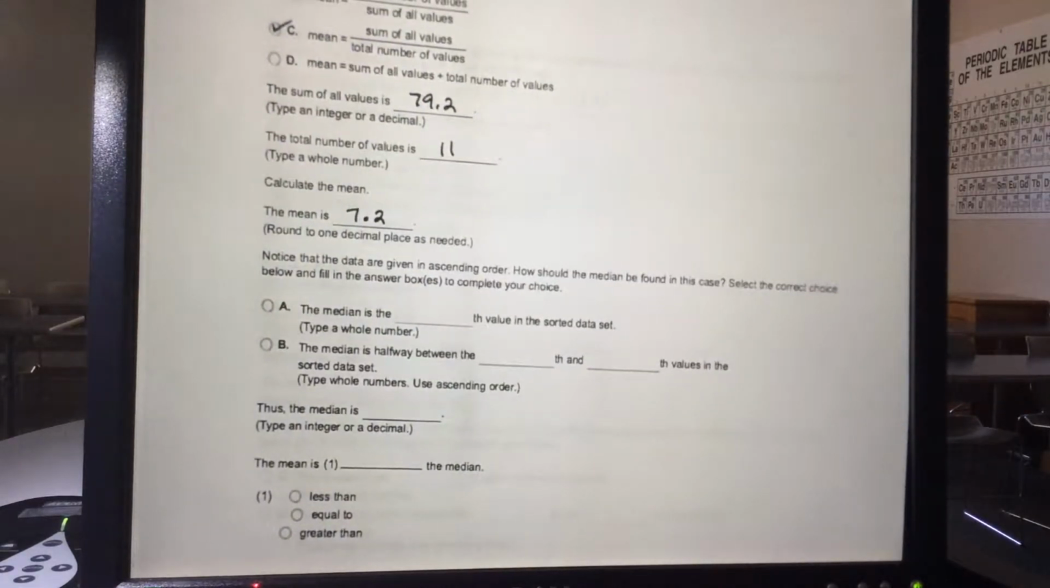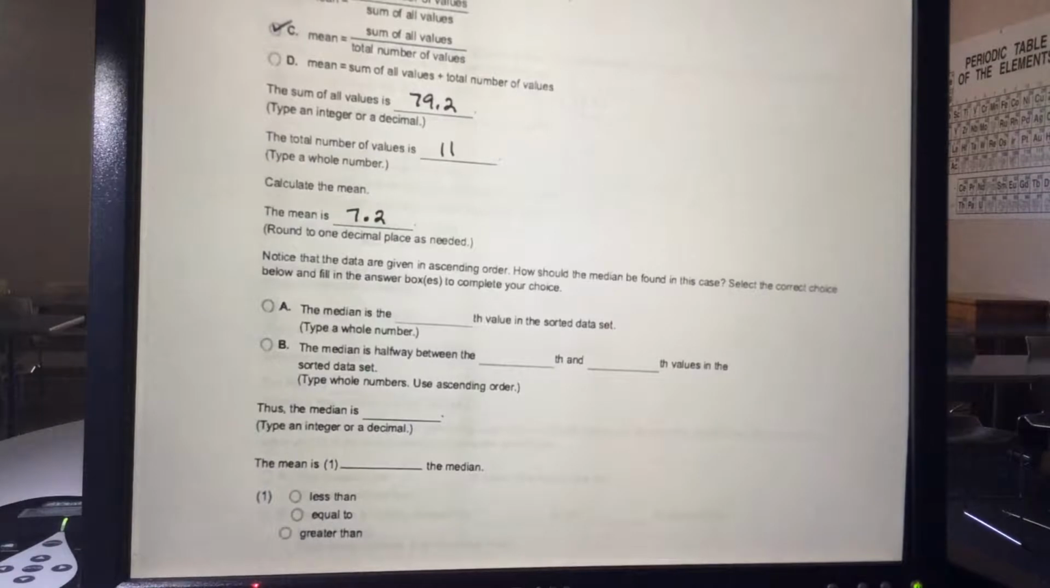All right, the next part of that question here is, notice that the data are given in ascending order. How should the median be found in this case? Select the correct choice below and fill in the answer boxes to complete your choice. Now there are 11 data values here, so we know we're going to have only one number in the middle. We have an odd number of data values. That tells me the median will automatically be in the middle.